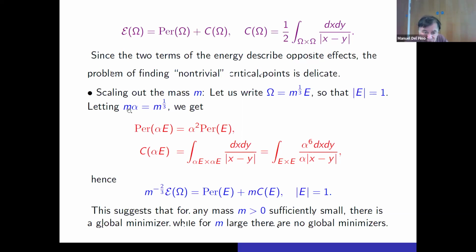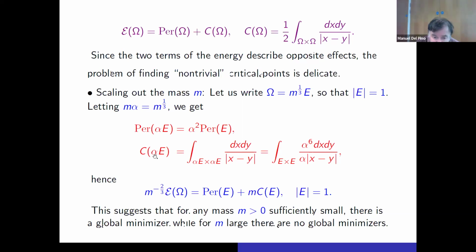Now, if I actually define alpha by this relation, alpha equal to m to the power 1/3, then I get the following. First, the perimeter of alpha E. So if I dilate, multiplying by alpha, the quantity E, the area of the boundary grows not proportionally to alpha, but to alpha squared. Okay? So we have the validity of this relation.